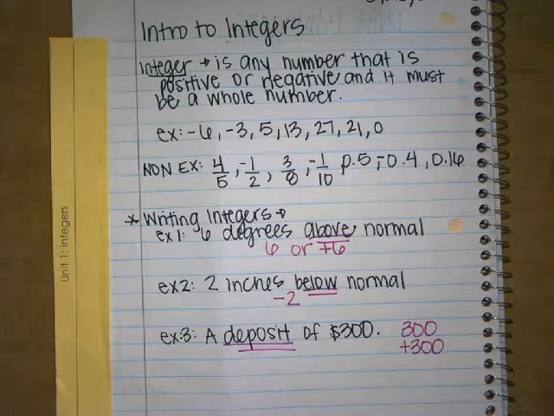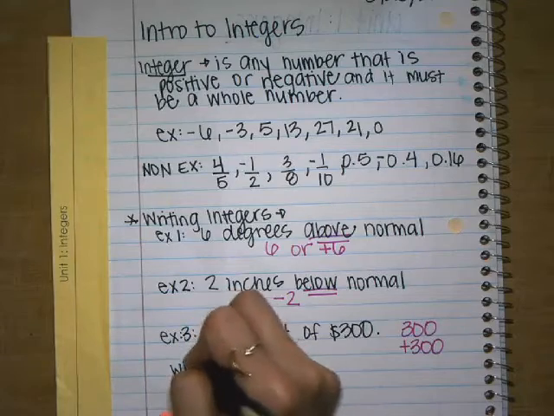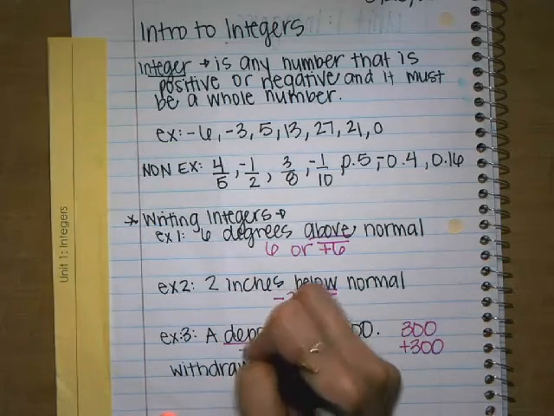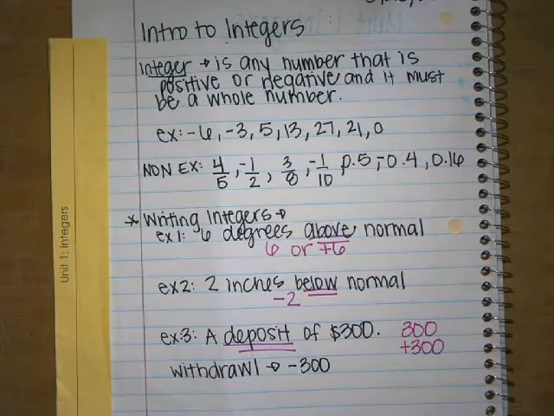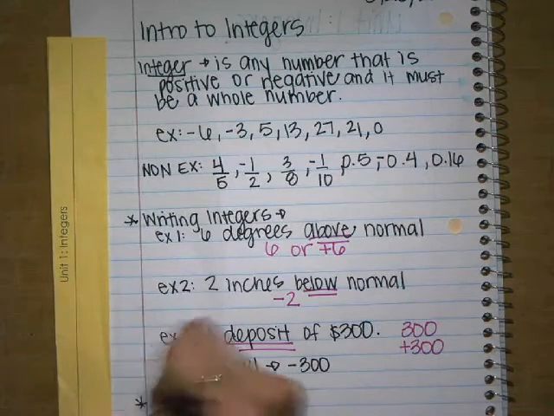Somebody tell me what the word means as if it was going to be a negative number. What's the opposite of deposit? Anyone know? Gray? Withdrawal. So if you see this word here, I might spell it wrong, that means it would be a negative $300. So deposit, positive, withdrawal, negative. Questions on that? All right. Next part, we're going to graph integers.